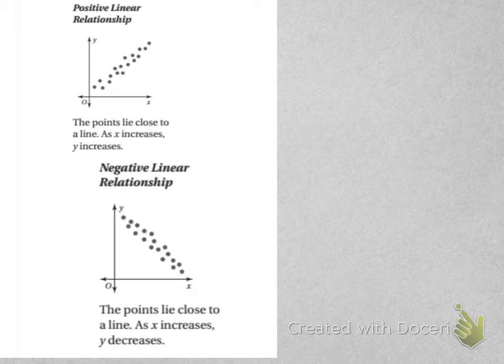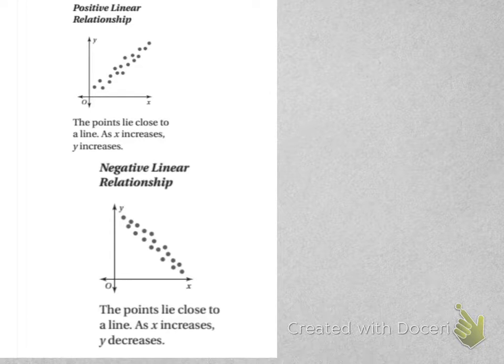A positive linear relationship, okay, most of the points go in an upward direction. The points lie close to the line, like it almost makes a line, and in a positive relationship as x increases, y increases. So an example of this could be the more you study for a test, the better your grade, because your x value is increasing and your y value is increasing.